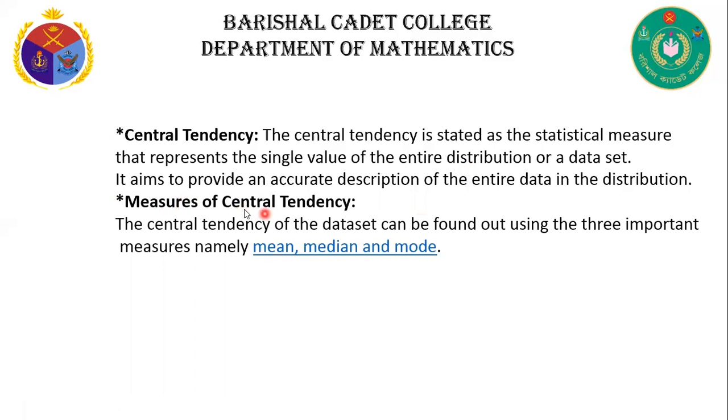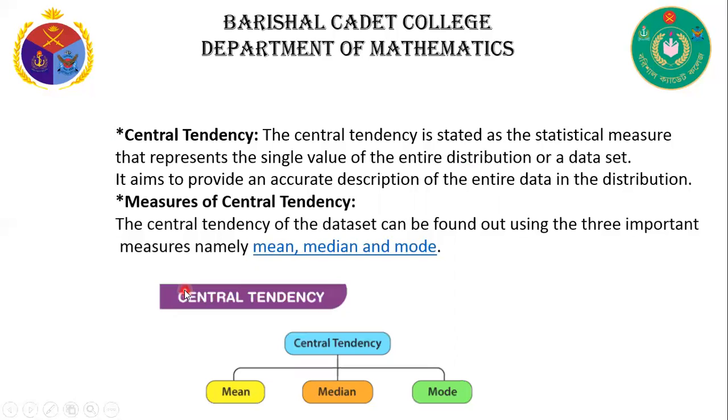Now, measures of central tendency. The central tendency of the data set can be found using three important measures named mean, median, and mode. So central tendency can be found by three important measures, that means mean, median, and mode.